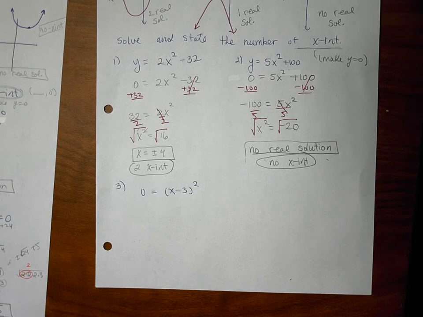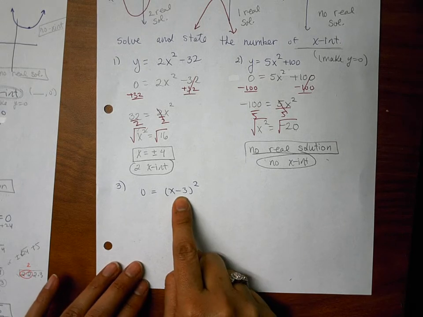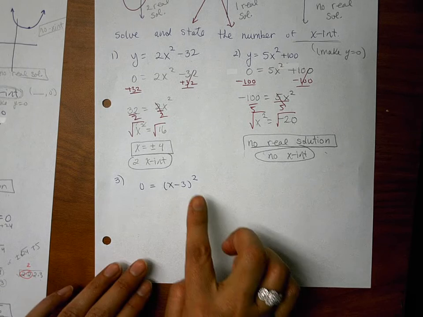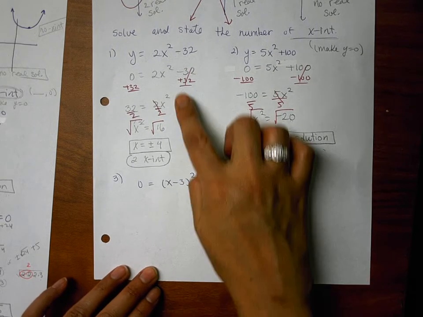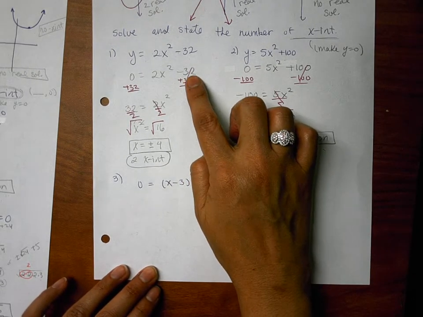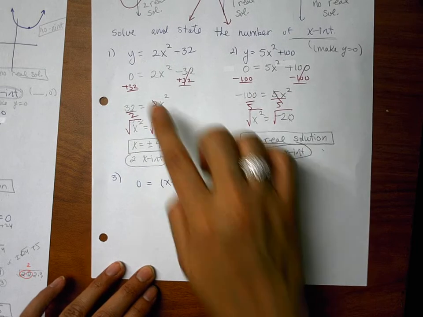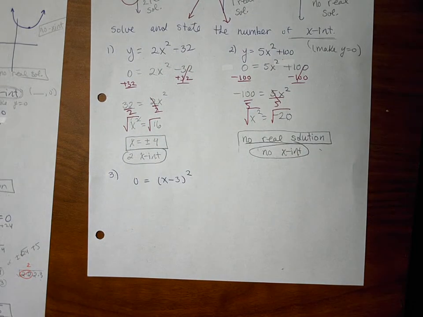Now, look at this one. I have a minus 3 that I do want to get rid of, but it's trapped inside the parentheses. Can you see the difference here between that minus 3 and that minus 32? That minus 32 is easy to move over. This one is not because it's trapped. So what do I have to do?